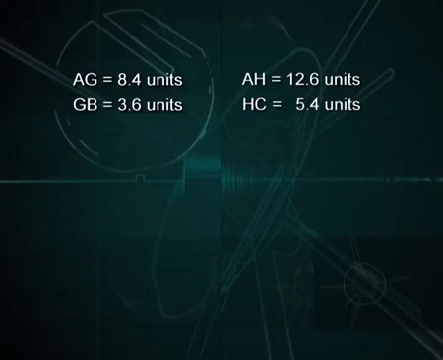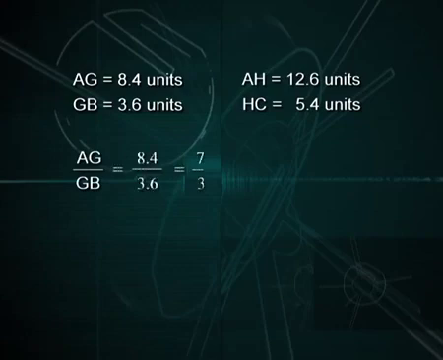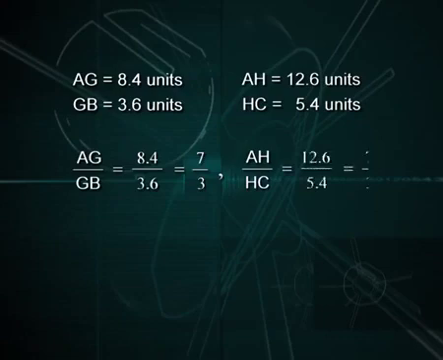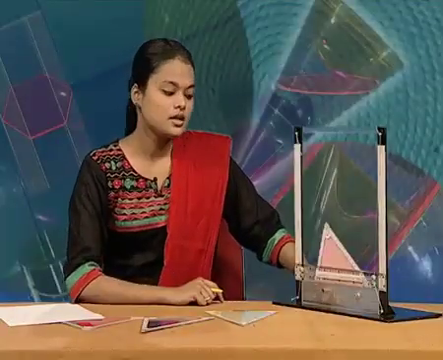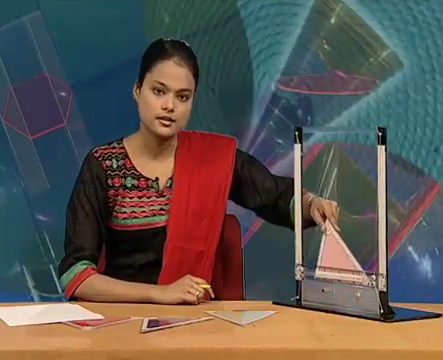Again, by mathematical manipulation, we can see that AG by GB is 8.4 upon 3.6, which is coming out to be 7 by 3, and AH by HC is 12.6 upon 5.4, which is again coming out to be 7 by 3, which shows that the other two sides are divided in the same ratio. Now let us take another case.